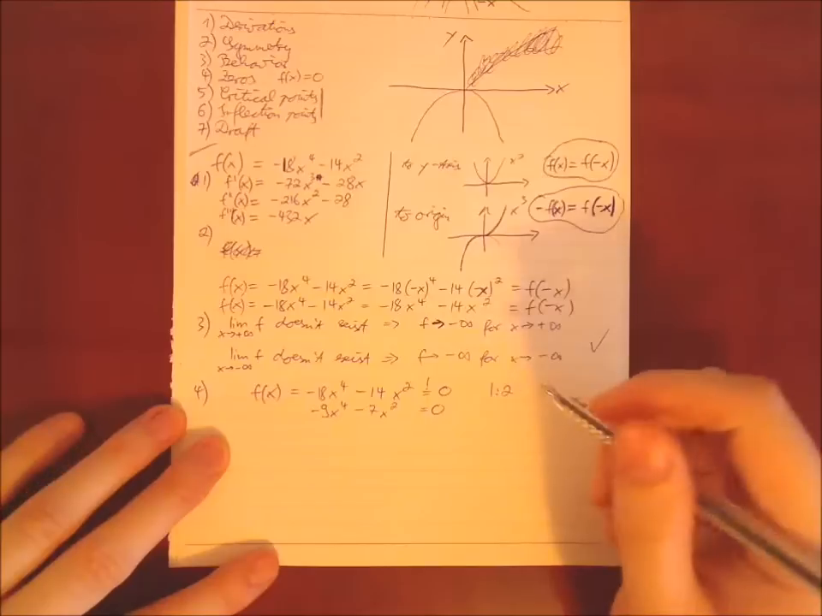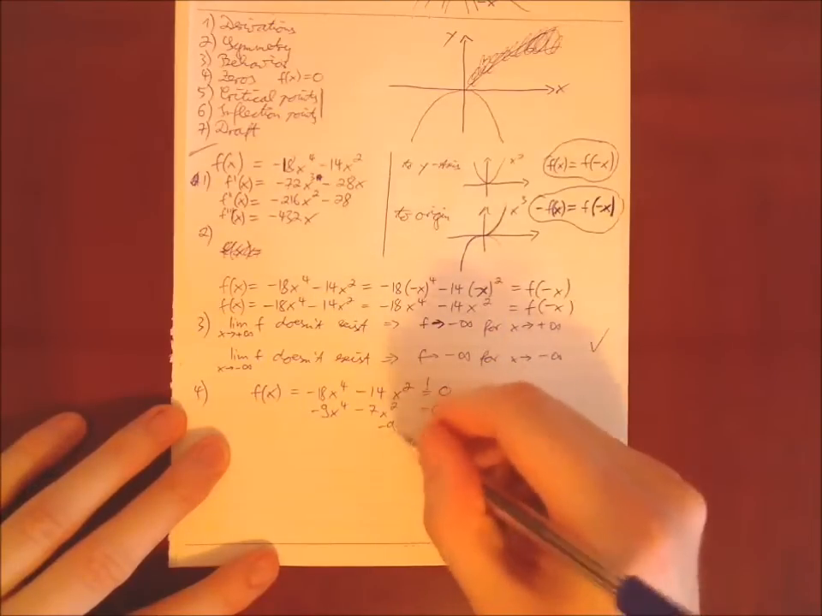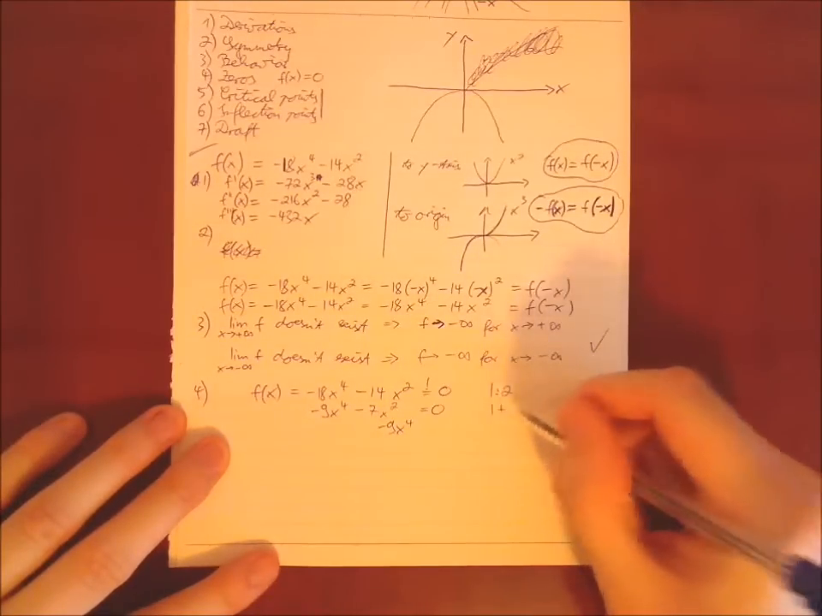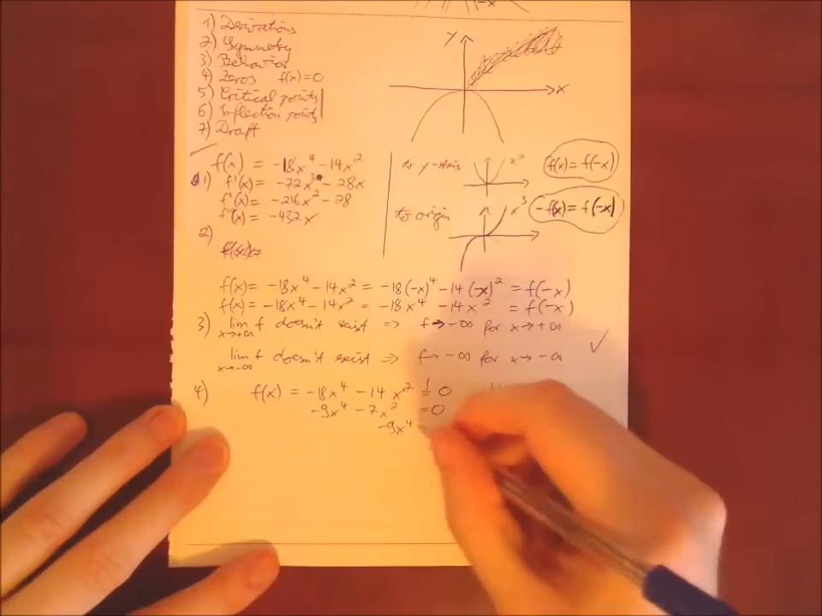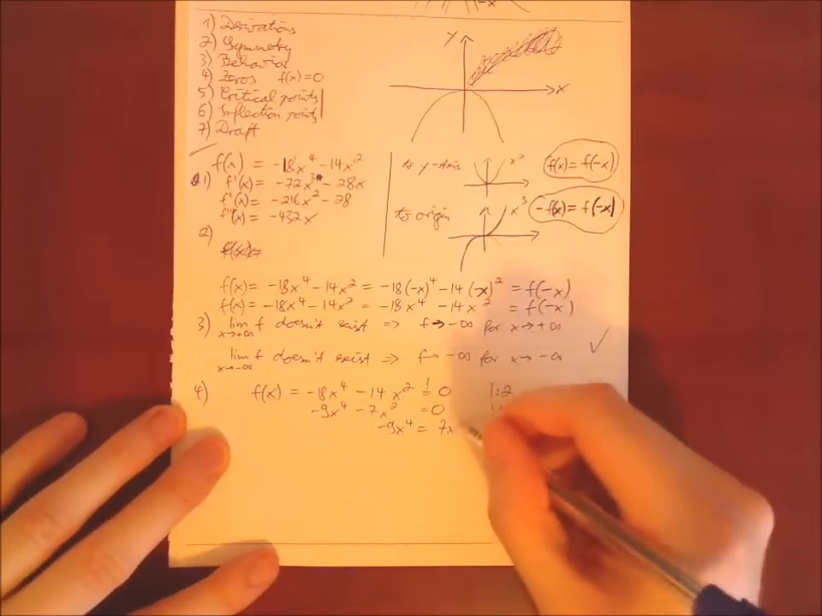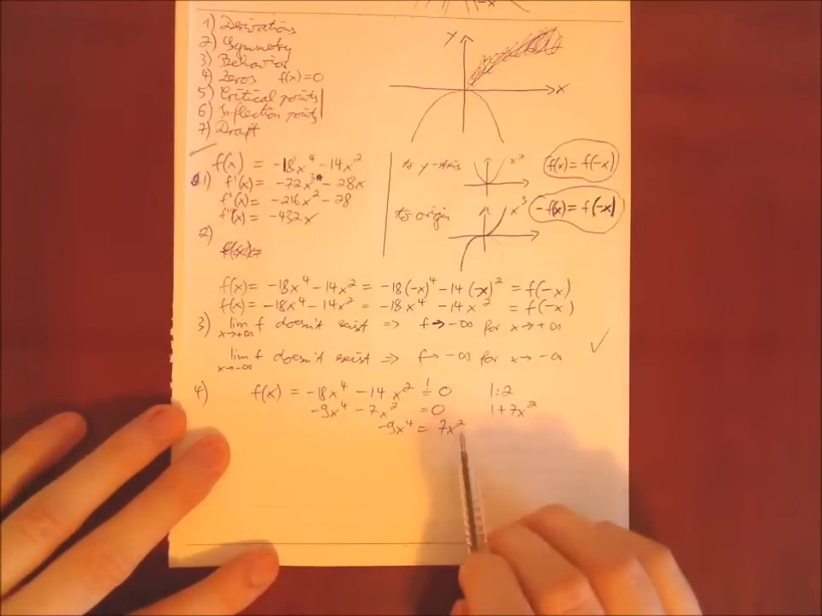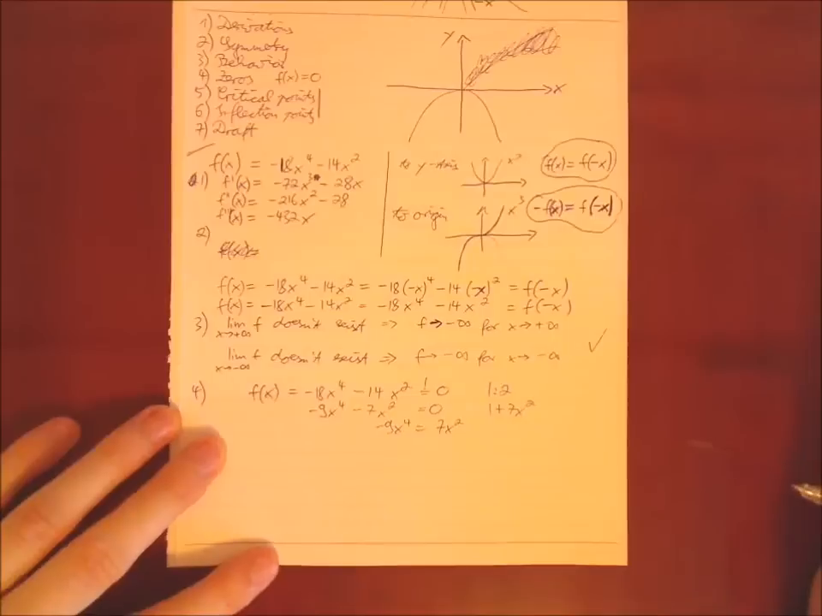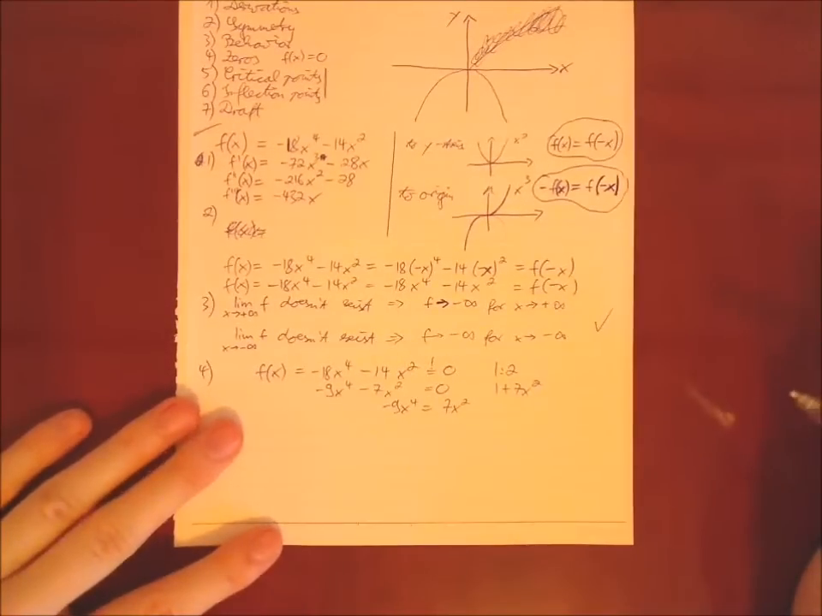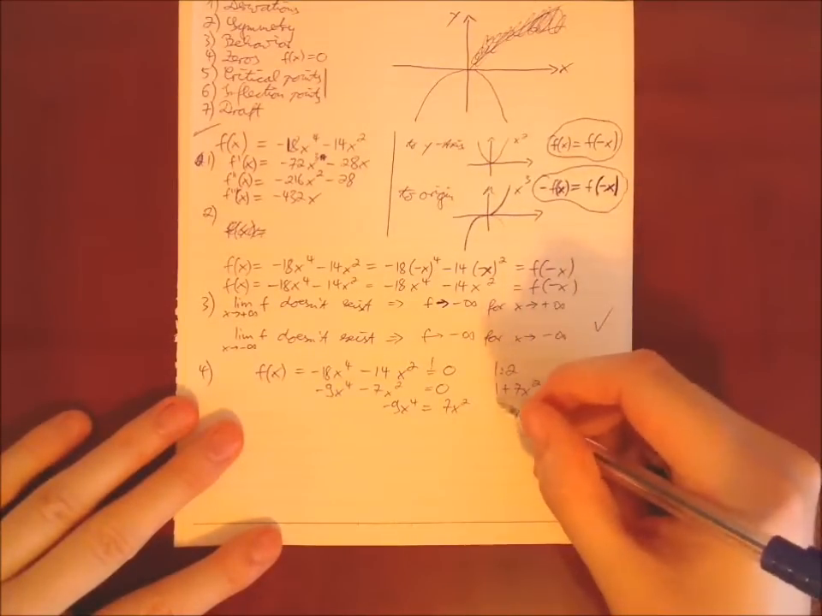equals 0. Then we can say minus 9x to the power of 4, we say plus 7x to the power of 2 equals 7x to the power of 2. And then we see, okay, we could divide by x to the power of 2, but actually we're not allowed, except when we say, okay, we know.